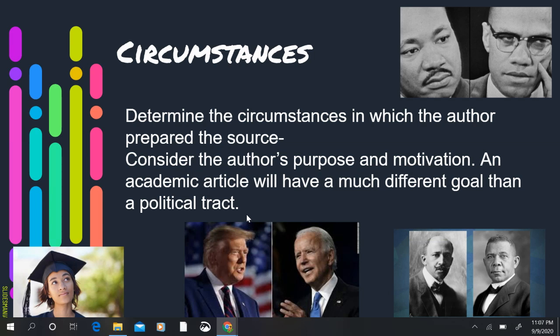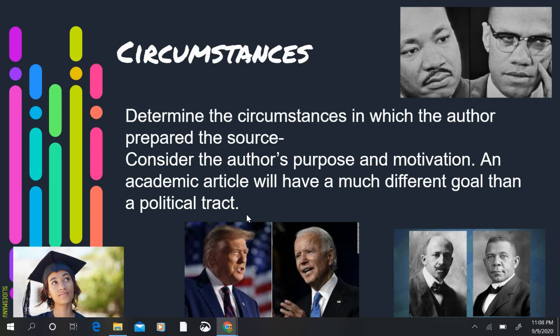The circumstances for the two gentlemen at the bottom. On the left, you have W.E.B. Du Bois. On the right, you have Booker T. Washington. The circumstances of W.E.B. Du Bois' life is that he grew up in the North. He came from wealth. He was one of the first African Americans to go to an Ivy League college. Okay, he graduated from, I don't know, Harvard or Yale, one of those, right?